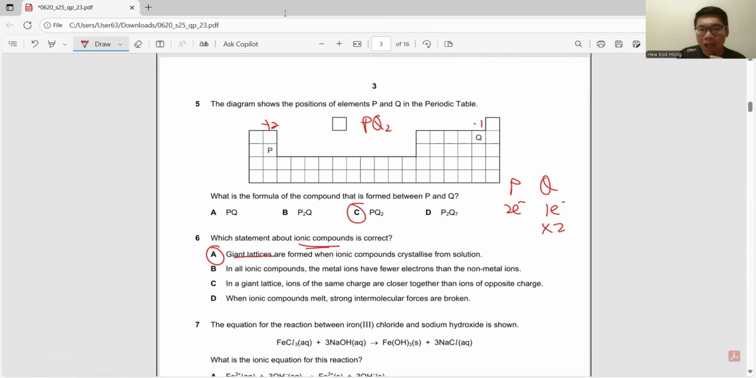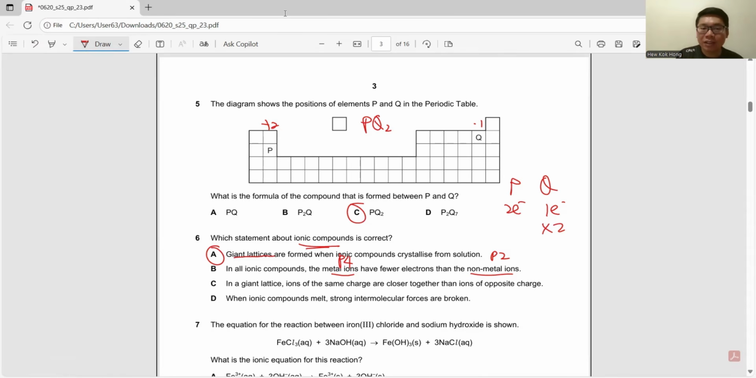B, they say in all ionic compounds, the metal ion has fewer electrons than the non-metal ion. It's not always correct. Let's say your metal ion is from period 4, but your non-metal ion is from period 2. So it's impossible for period 4 to have a lesser number of electrons compared to period 2. This is only correct when they are in the same period.